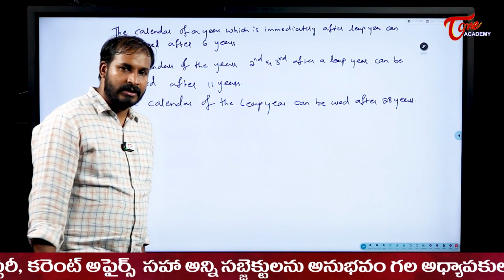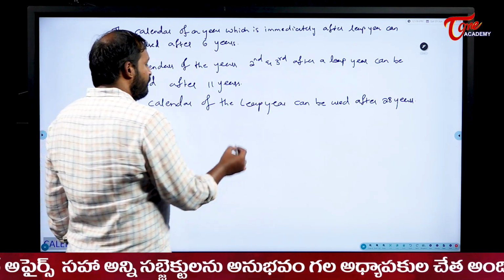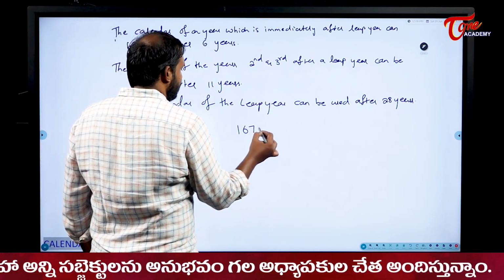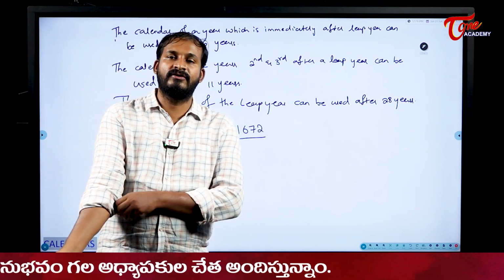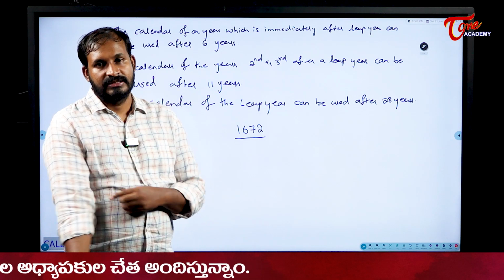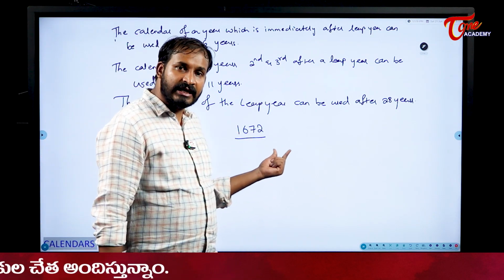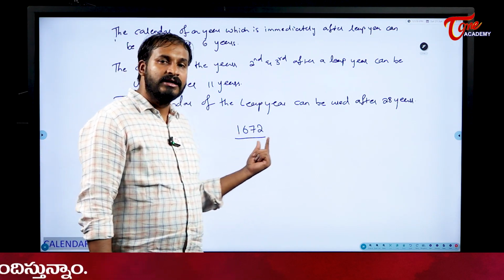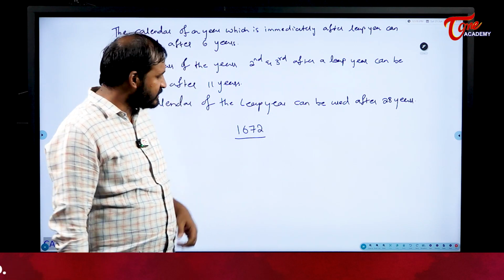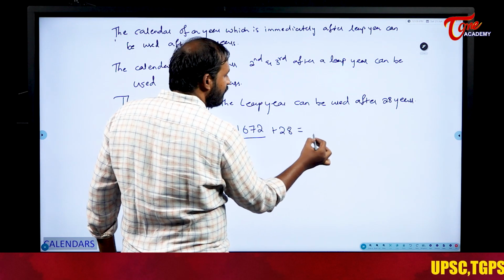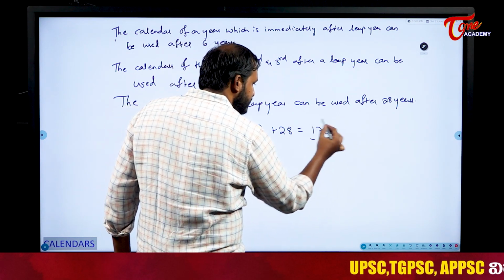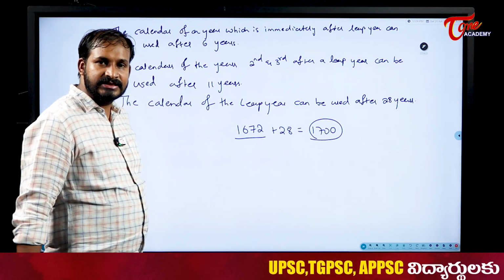Okay, good, superb. Now, when the calendar of the year 1672 can be once again used? Sir, this is a leap year. Is it a leap year or not? Yes, it is a leap year. So, I will use this after 28 years. So, 1672 plus 28, I will use it in the year of 1700. Is this correct here?